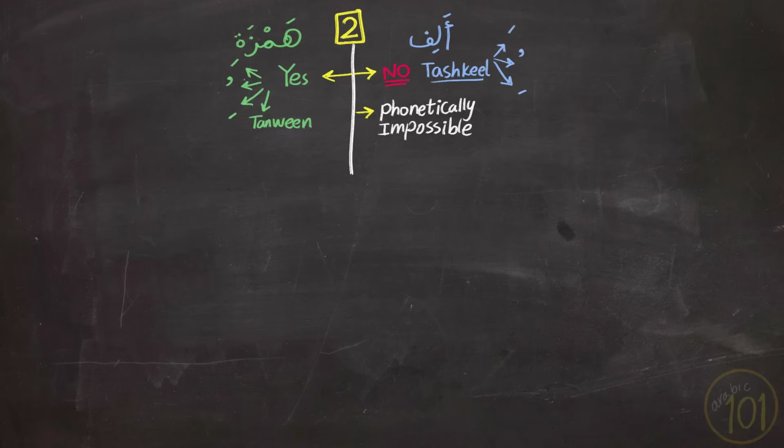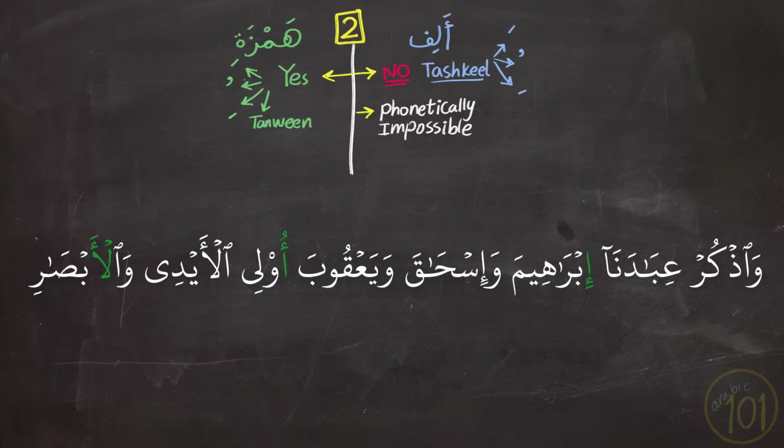Now let's have a look at this example to see the difference. واذكر عبدنا إبراهيم وإسحاق ويعقوب أولي الأيدي والأبصار. In this example, we see 3 different variations of the Hamza with 3 different vowels. First, with kasra in the word Ibrahim, then with dhamma in the word uli, and last with fatha in the word al-abasar.